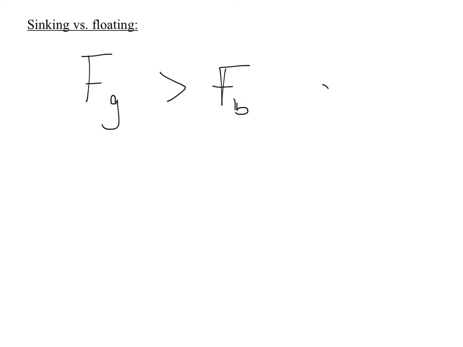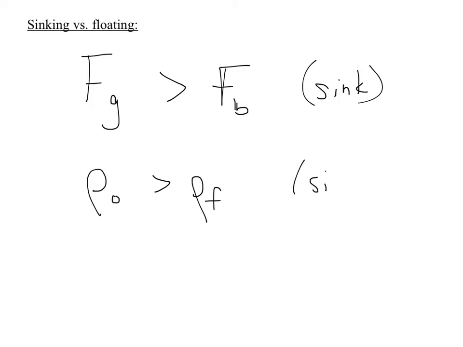Good. So this is for sinking, right? Now, what Cooper said is that an object that is very dense will sink, an object that is not will float. So if we want to see for something sinking, if the density of the object is greater than the density of the fluid, it also sinks. That's another way of saying sinking. And these are both the same thing, really.